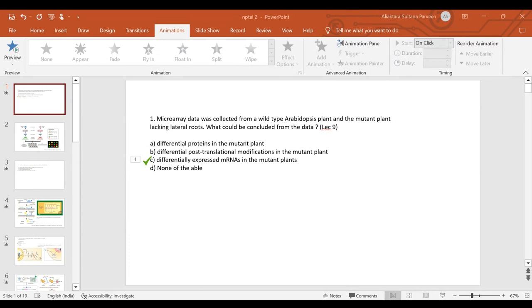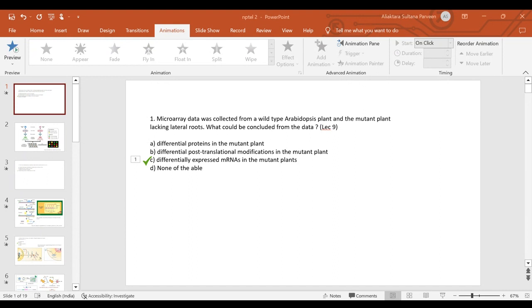I'm surprised that I'm not getting any interaction from the other side. Anyway, the answer to this question has nothing to do with what kind of plants have been taken. The answer is only one word here, that is the microarray data. You just have to know what microarray does. That is the main point. If you know that, you can answer this question. So why is the answer C, and why not the other options? You can think about that also.